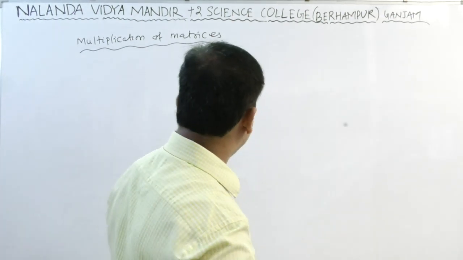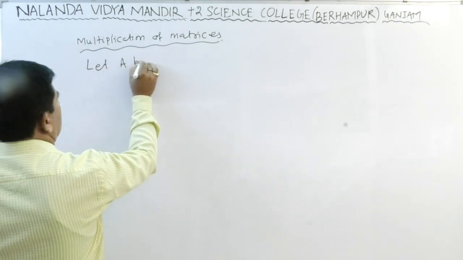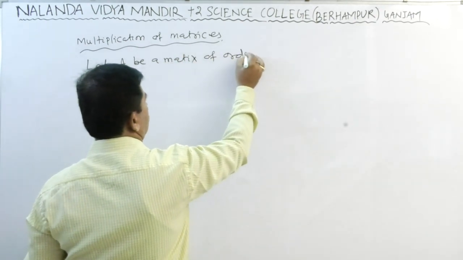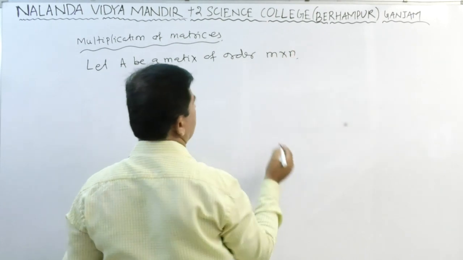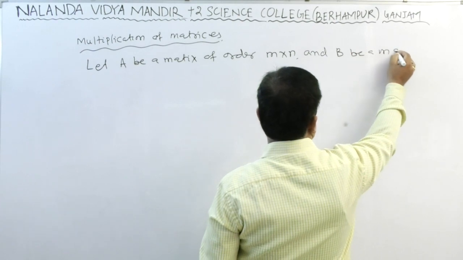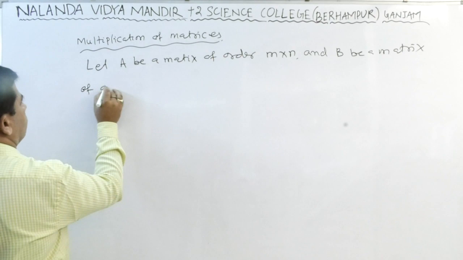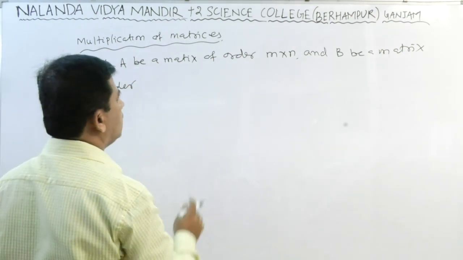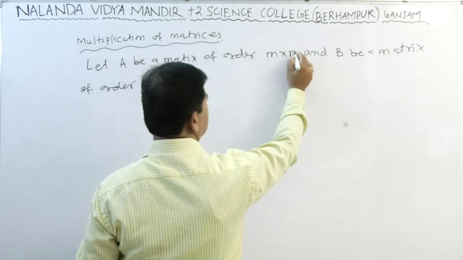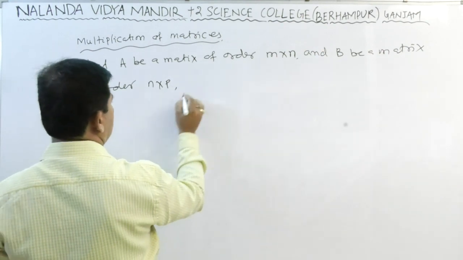And how can it multiply? Let A be a matrix of order m cross n and B be a matrix of order n cross p. A matrix is multiplied with B matrix, then the number of rows in B matrix is n.